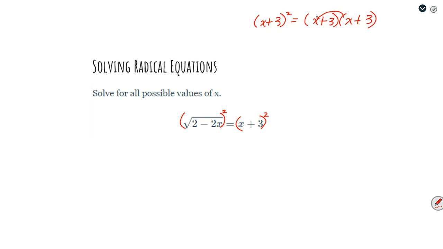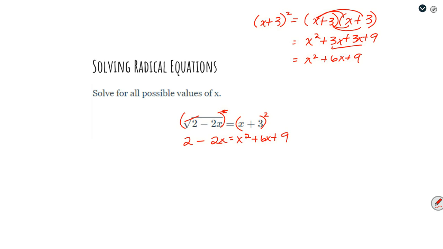So x plus 3 times x plus 3, distribute. We're going to get x squared plus 3x plus another 3x plus 9, which combines to be x squared plus 6x plus 9. So that's what's on the right side. Left side, the only thing I'm squaring is the square root. Nothing else. There's no other operation under that in that side of that parentheses. So the square root cancels. I just have 2 minus 2x. And I see because there is an x squared here, this equation is quadratic.